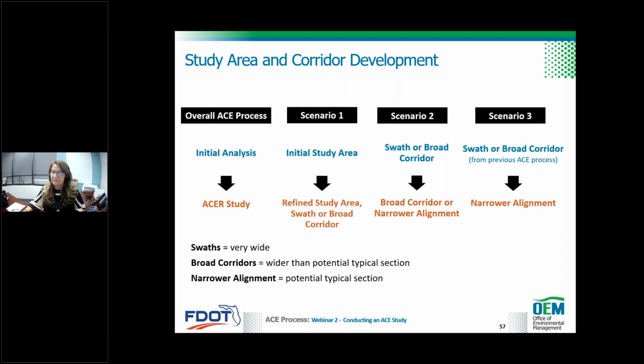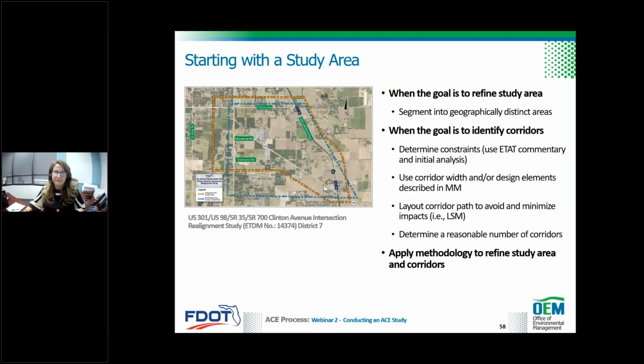Next slide. So let's start with the first option. When the goal is to refine the study area, it may be helpful to segment the area geographically into distinct regions. Then through collaboration with agency partners and stakeholders and using high-level GIS analysis, the study team can identify avoidance areas and help focus the analysis on remaining and more suitable areas.